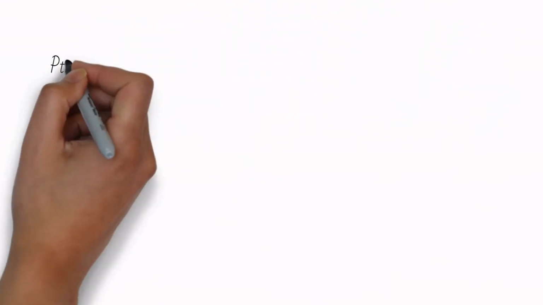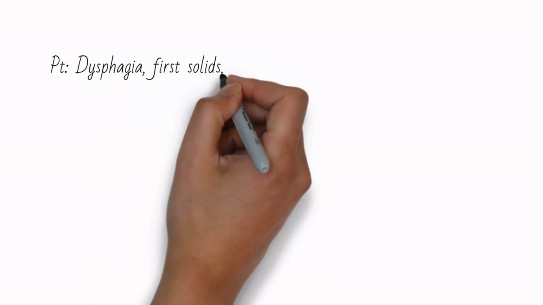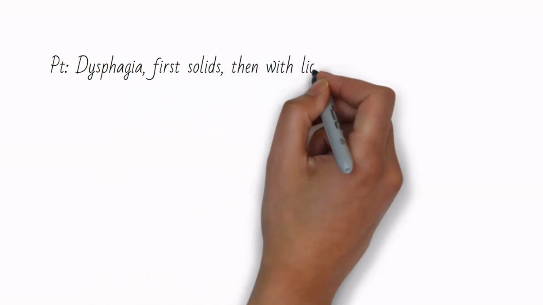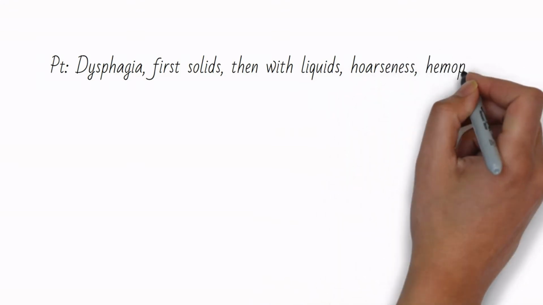Common presenting symptoms are dysphagia that progresses from solids to liquids as the obstructive tumor grows larger. Hoarseness can occur, especially if the recurrent laryngeal nerve is near the tumor, and there can be hemoptysis.